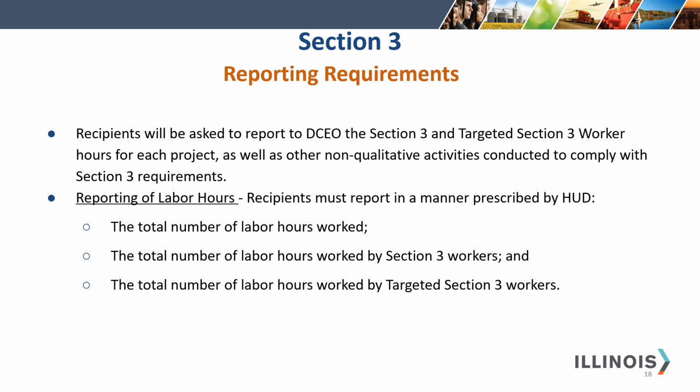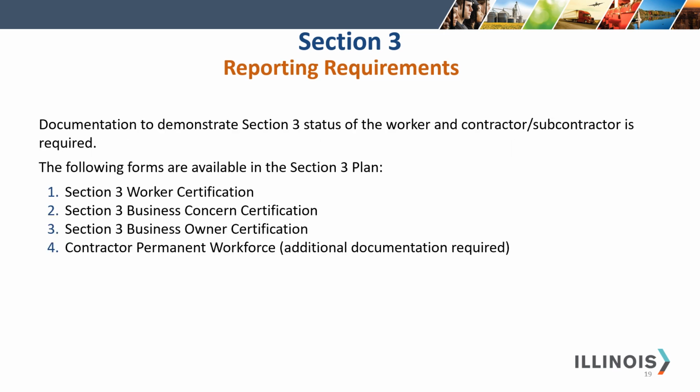targeted Section 3 workers. The documentation needed to demonstrate the Section 3 status of the worker, contractor, or subcontractor, as required, is as follows. These forms are available in the Section 3 plan and include the Section 3 worker certification, the Section 3 business concern certification, the Section 3 business owner certification, and the contractor permanent workforce form. Additional documentation will be required with the contractor permanent workforce form.